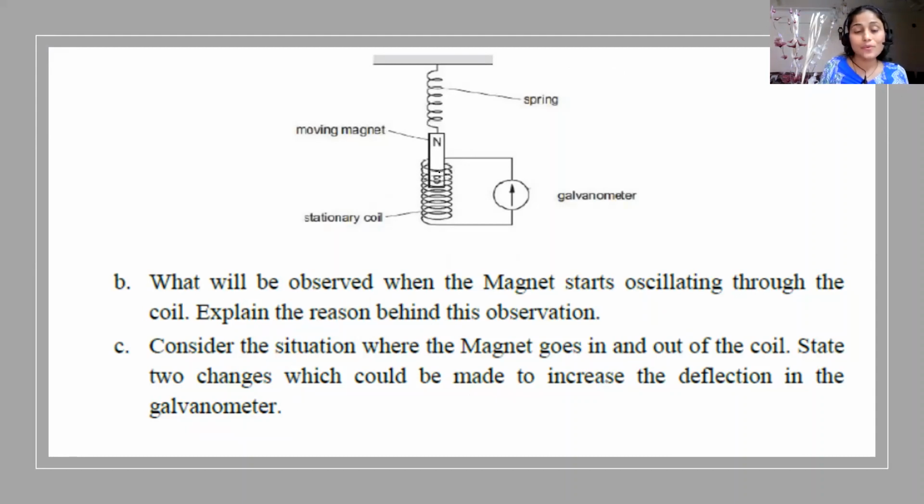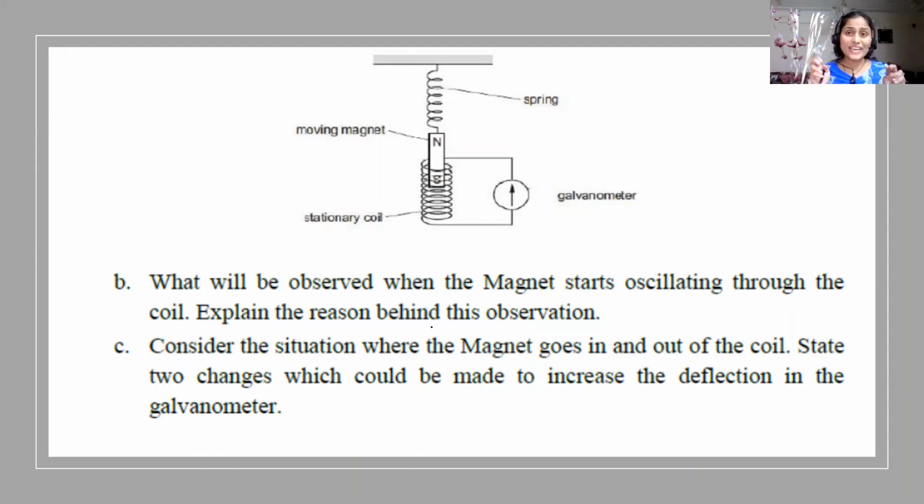When the magnet is oscillating, you have studied this before, right? The magnetic field lines will also change. Due to that change, a current will be induced because of the induced EMF. This galvanometer will show us the deflection due to that induced current, right? So what is the reason behind that? Obviously, it is the change in the magnetic field.